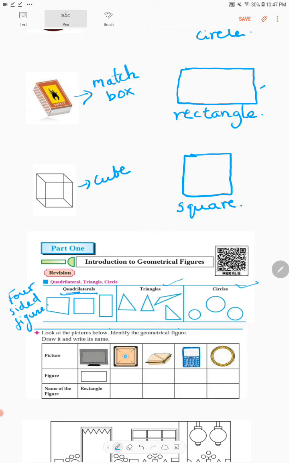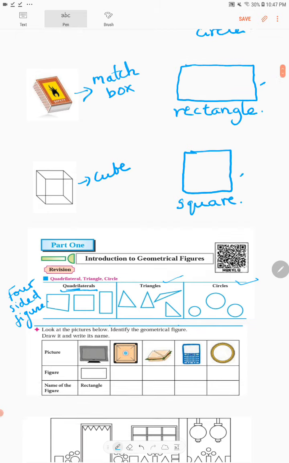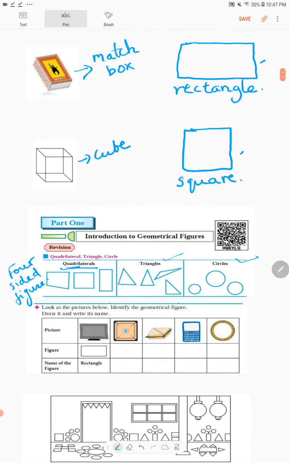So over here, a rectangle is a quadrilateral. A square is a quadrilateral. Now this is a triangle. Tri means three, and quadri means four. So this is a bit of revision of whatever was taught to you last year. So look at the pictures below, identify the geometrical figure, draw it and write its name.